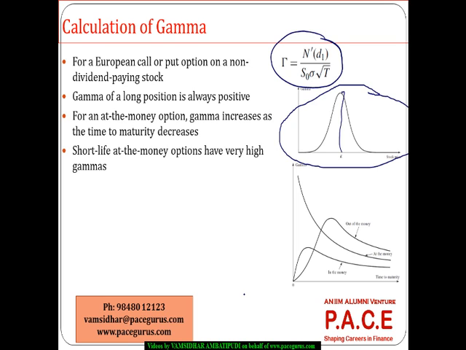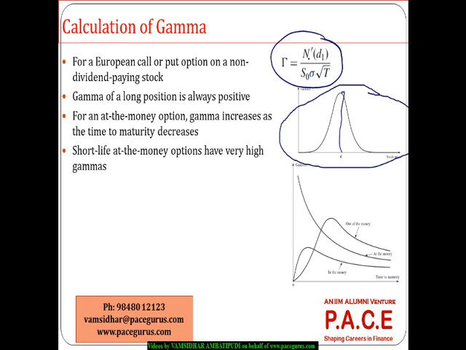It's nothing but the change in the delta. Once the change in the delta is coming down, the gamma is also coming down. So for all kinds of options, we are seeing that as the time to maturity is increasing, the gamma value is actually falling. For at the money, it's a gradual fall, whereas for in the money as well as out of the money, initially there is an increase in the value of the gamma, and after that there is a fall.